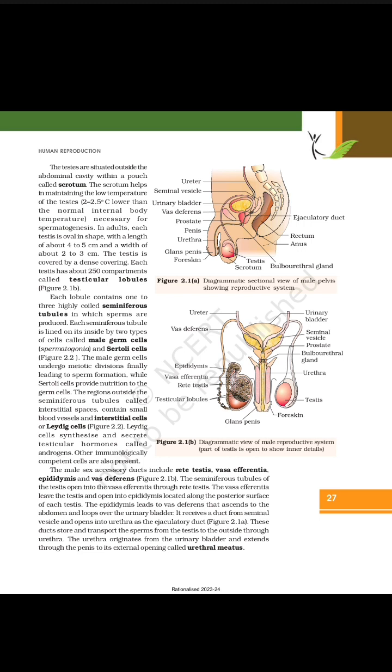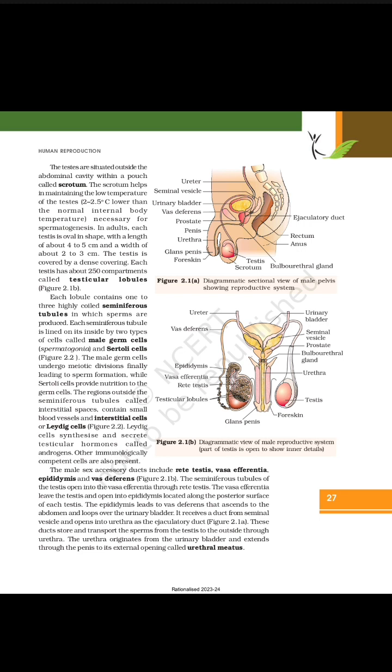The testis is covered by a dense covering. Each testis has about 250 compartments called testicular lobules. Figure 2.1b. Each lobule contains 1 to 3 highly coiled seminiferous tubules in which sperms are produced.